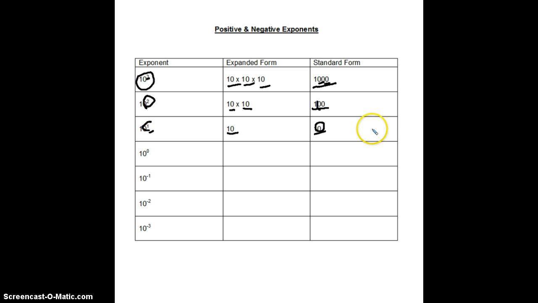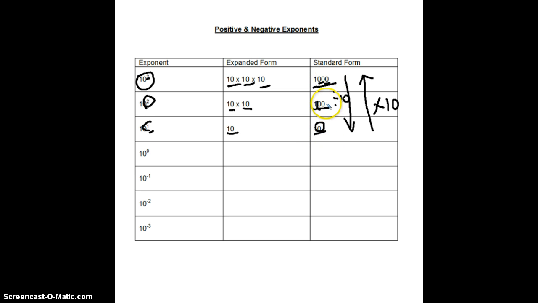Okay, so going upwards, from each one, 10 to the 1 to 10 to the 2, we're multiplying by 10. And then from 100 to 1,000, once again, we're multiplying by 10. Okay, so if we go the other direction, if we're going down, then 1,000 divided by 10 is 100. 100 divided by 10 is 10. So what do you think 10 to the 0 is going to be?